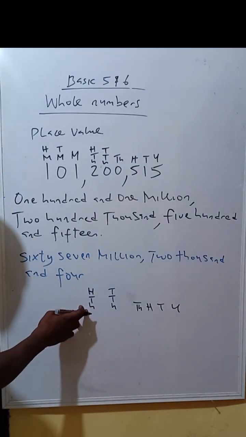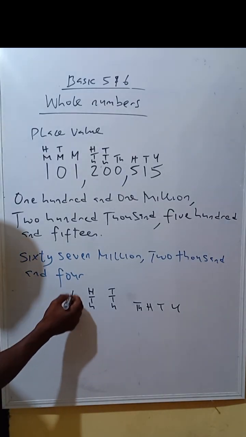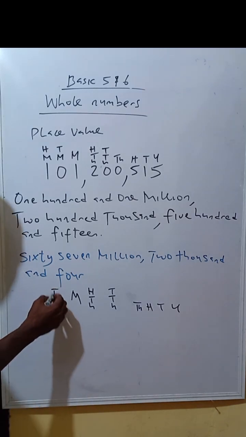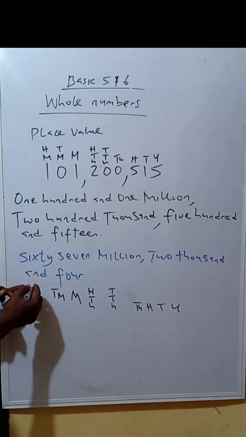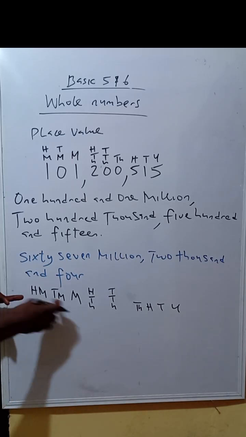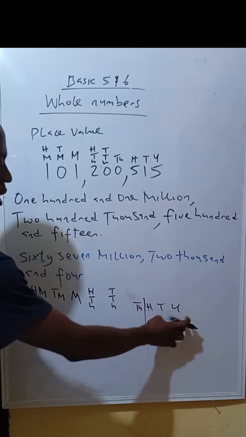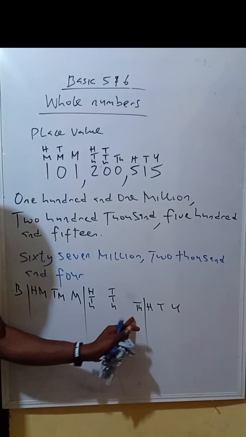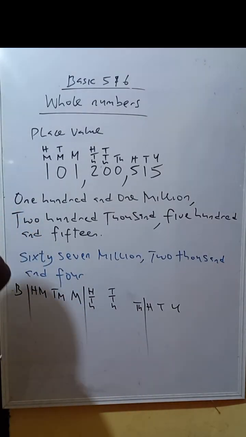Then after 100,000, we have what? Million. After million, we have 10 million. If you are not sure about this, you can write 100 million. You can write it down to billion. Okay, let me show you what I mean. Then billion. Then you divide it into 3. 1, 2, 3, divide. 1, 2, 3, divide. So 67 million.